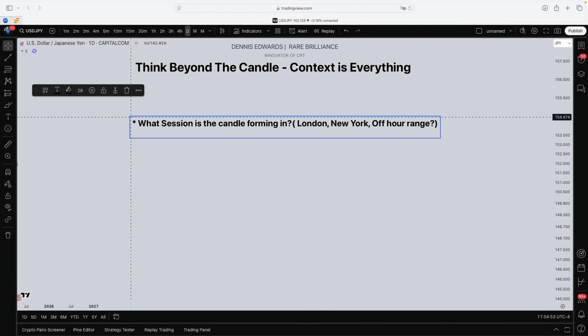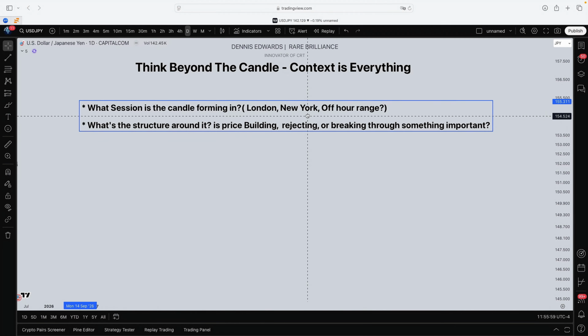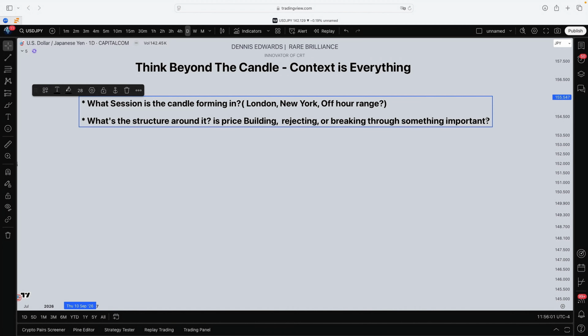Next, right? Another type of question that you're going to have to ask yourself is this: what is the structure around it? Is price building, rejecting, or breaking through an important structure point or area of liquidity? In my case, I prefer area of liquidity. Let me write these down so you can follow along as well. It's a bit of a longer question, but it still is very important because it gets the point across. It helps you understand the context of the candle.